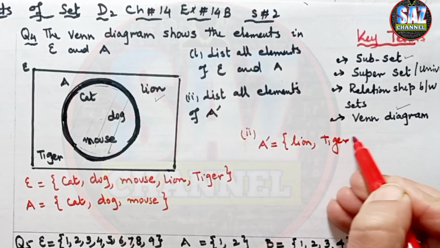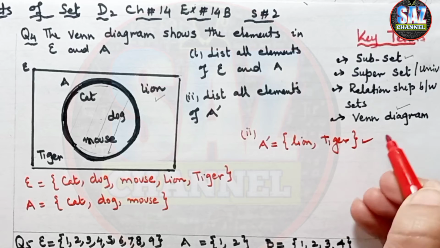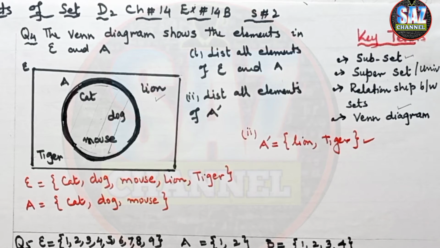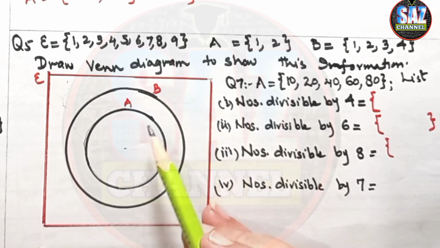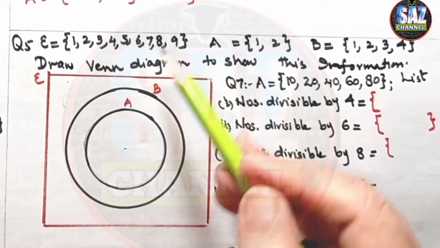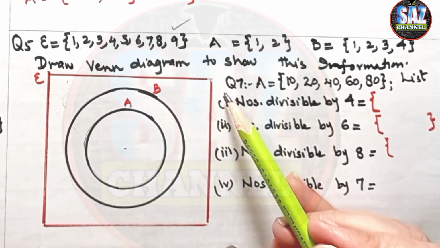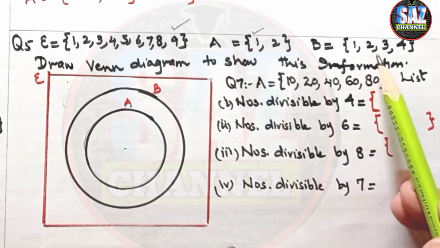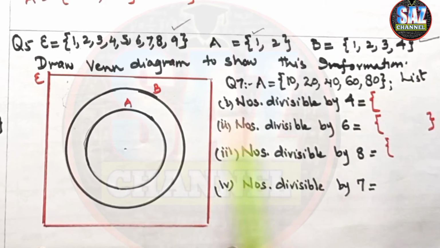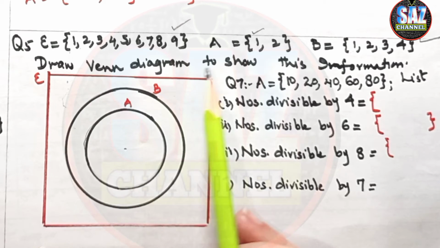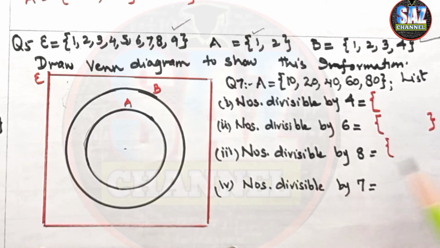Very easy question. Okay, and now I hope you are clear about this question, and let me move to question number 5. Question 5 says that it is given that universal consists of the elements 1, 2, 3, 4, 5, 6, 7, 8 and 9, and A is the set consisting of 1 and 2, and B is the set which consists of 1, 2, 3 and 4. We have to draw the Venn diagram to show this information.